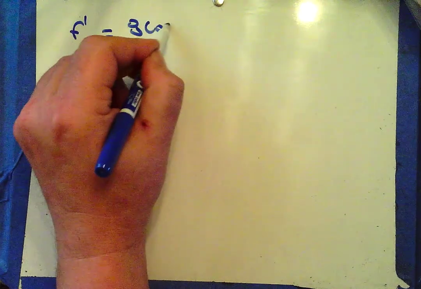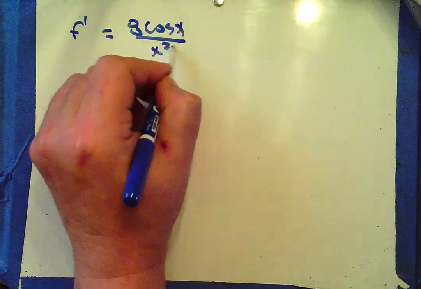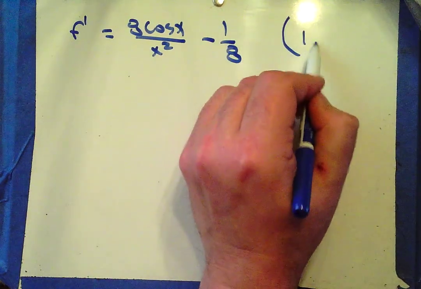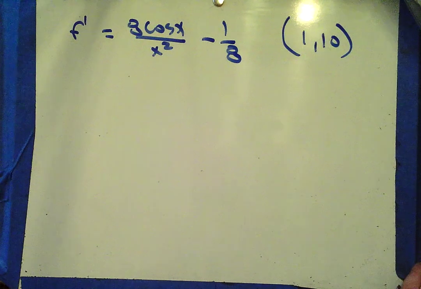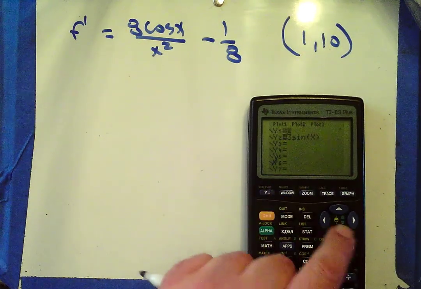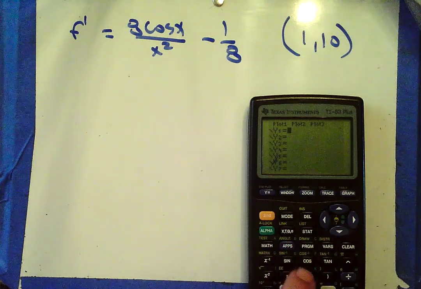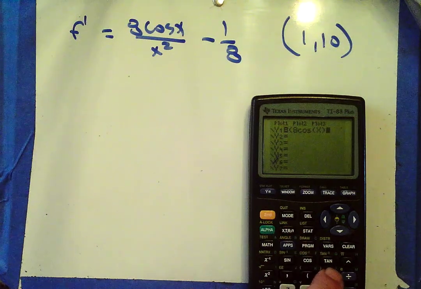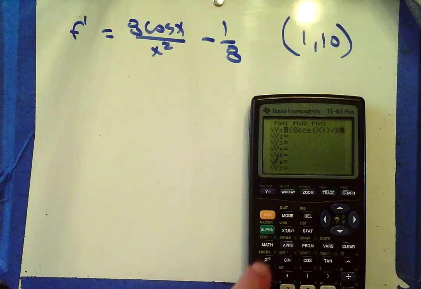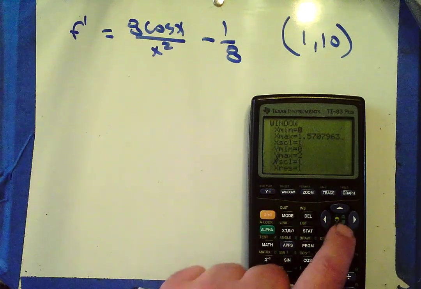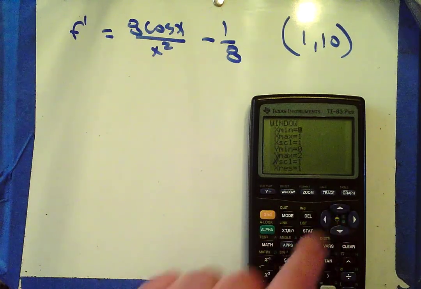37. 37 says f prime equals 8 cosine x over x squared minus 1/8 on the open interval from 1 to 10. The graph has what? Well, let's take a look at this graph and see what it has. 8 cosine x divided by x squared on, 0 to 1, no, on 1 to 10.